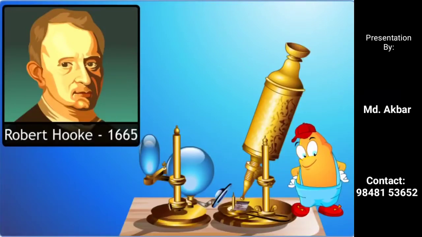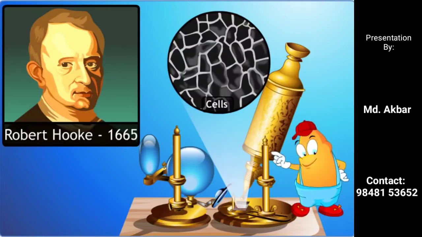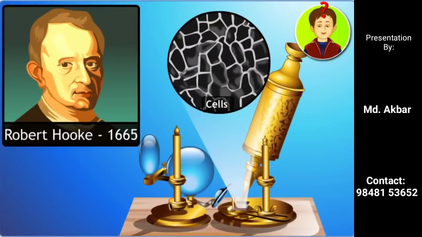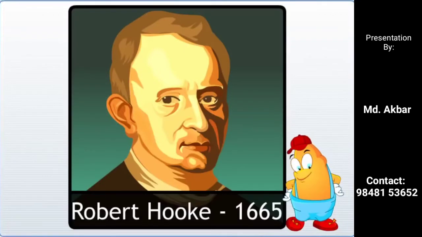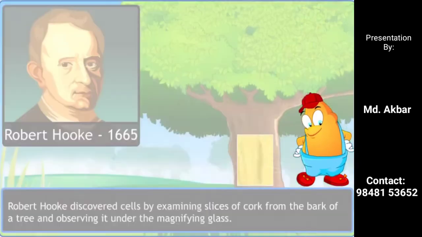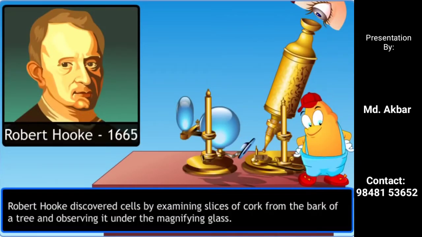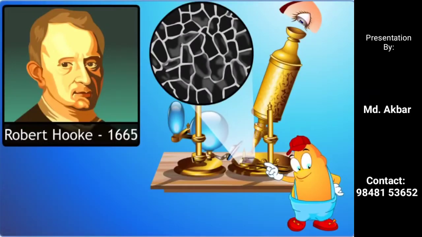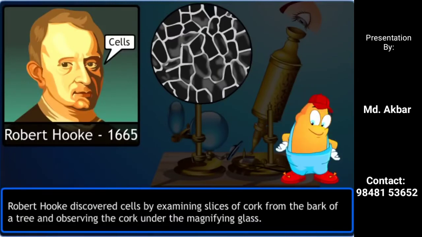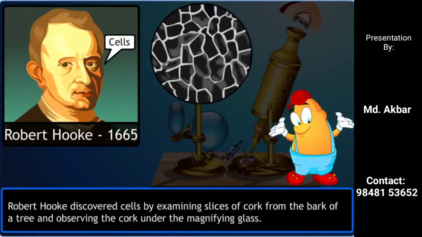With the help of a microscope, an English scientist, Robert Hooke, first discovered the existence of cells in 1665. So before that, no one had been able to examine a cell? Right. Even Robert Hooke wasn't really able to see samples of living cells. He discovered cells by examining slices of cork from the bark of a tree and observing it under the magnifying lens. He was able to see partitioned boxes. He named these boxes cells, since it resembled the cells in which monks lived.